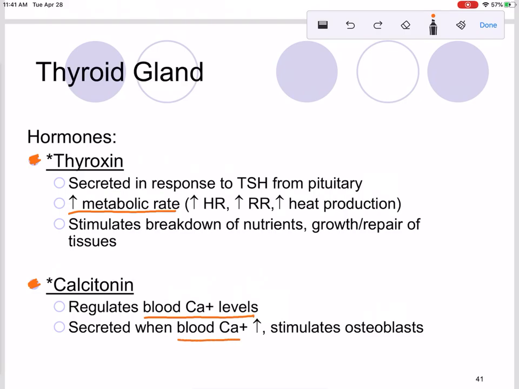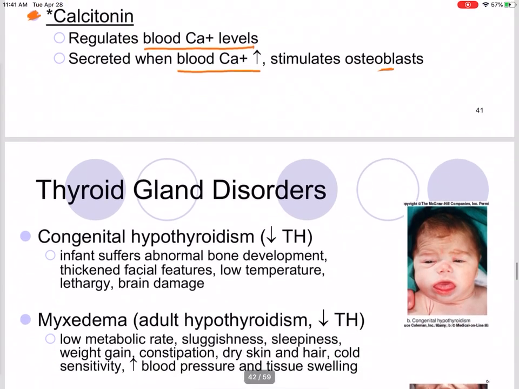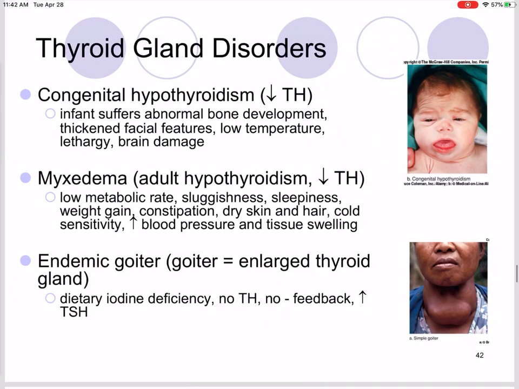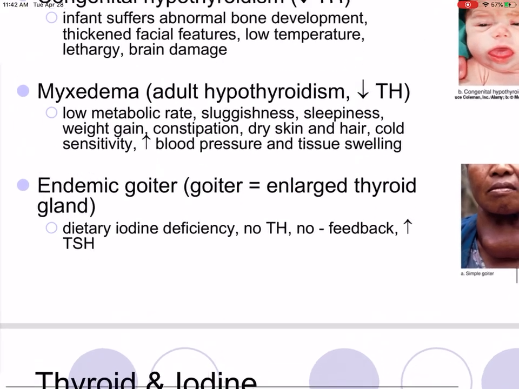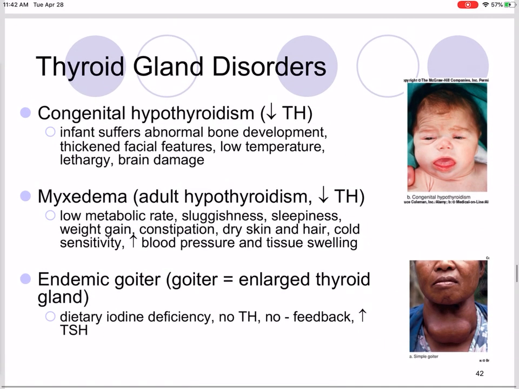But more importantly, because we're going to talk about another hormone that regulates blood calcium levels, calcitonin is released, secreted, when blood calcium is too high, and it stimulates the osteoblasts. We're going to have a slide on this in a minute, but these are the things that you should be reviewing or writing down on your little summary sheet, okay? Calcitonin regulates blood calcium levels. More specifically, calcitonin is released when blood calcium is too high, and it will stimulate the osteoblasts.